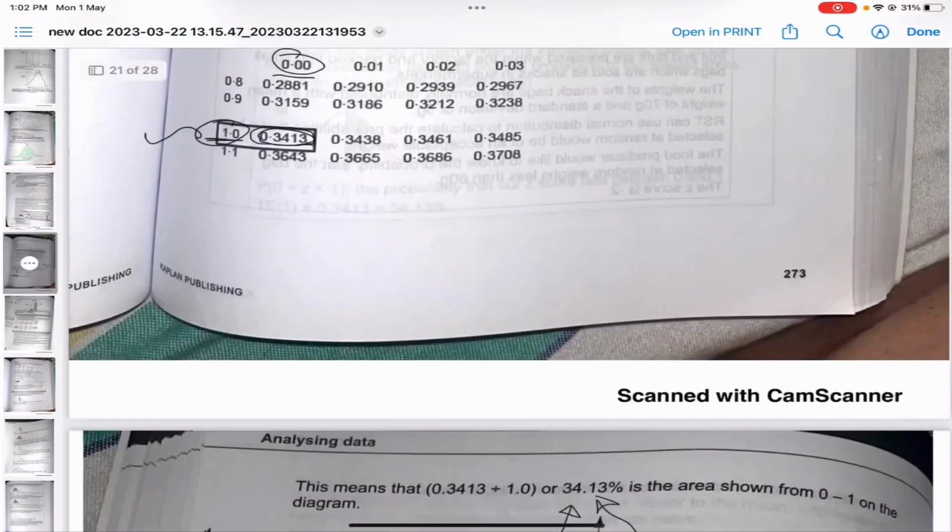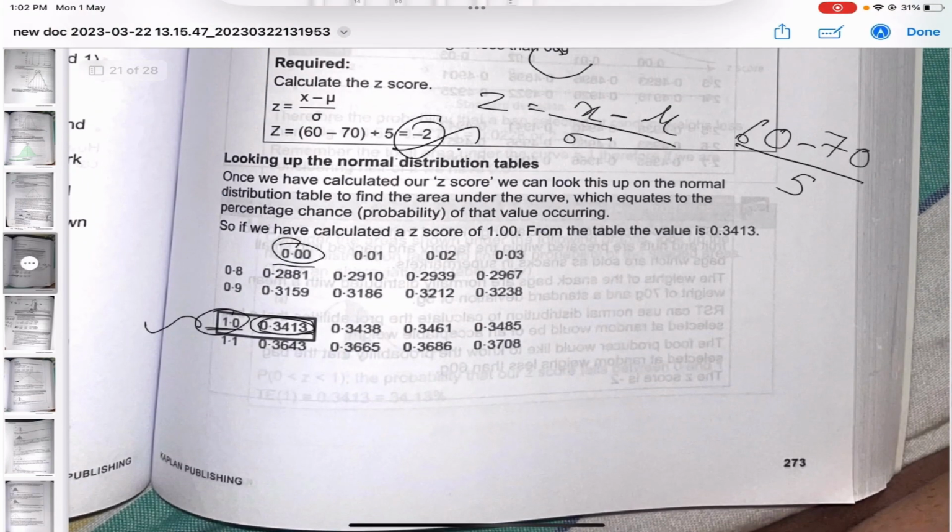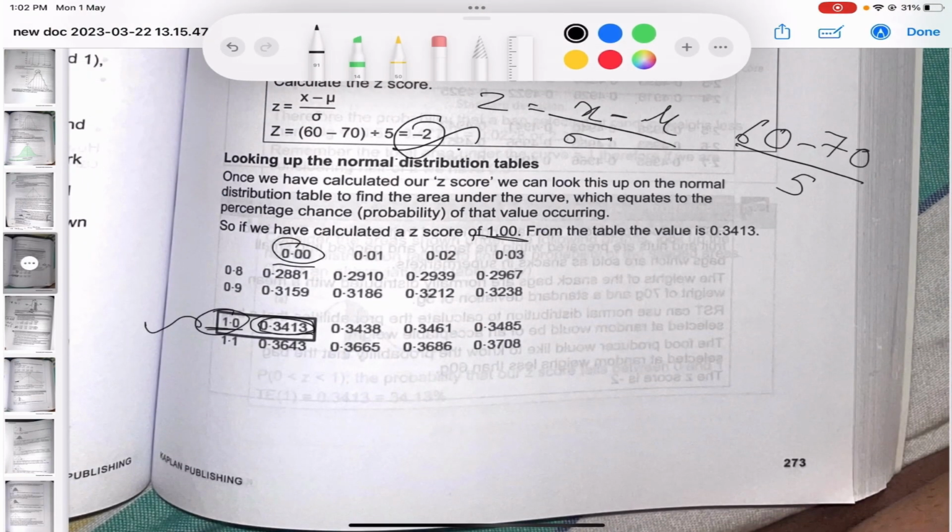If you see our previous example again, and if we have a z-score of 1.00, why did we choose this row? Think about it for a second. 1 is over here. 1 plus 0 is going to give me 1. That's why we chose 0. And then this was my corresponding value.